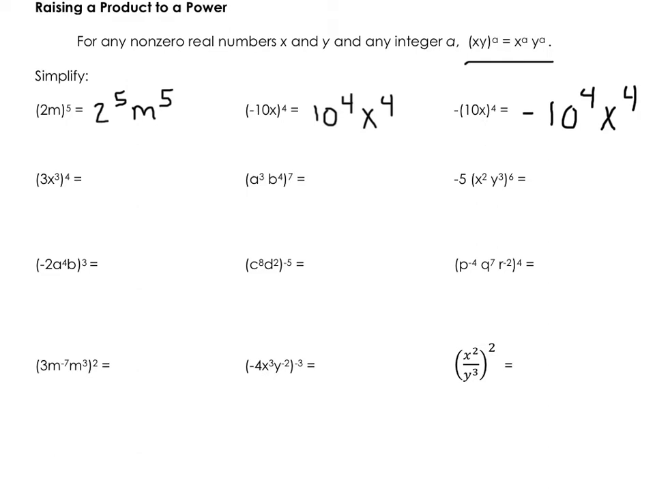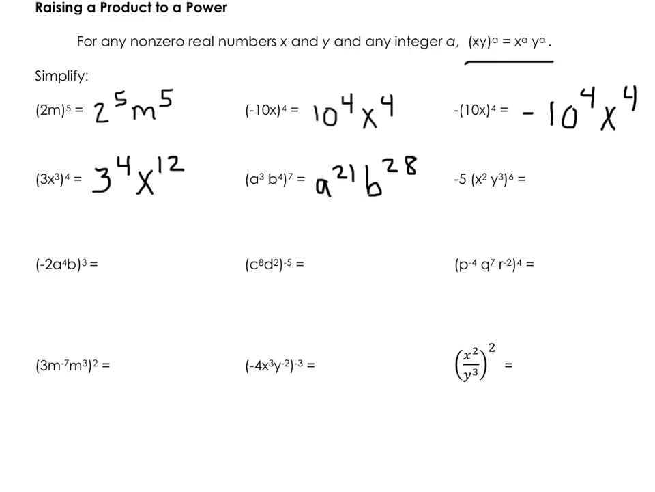3x cubed to the 4th. Well, we know that's 3 to the 4th, but it's x cubed to the 4th. What is our rule? When we have an exponent inside and outside the parentheses, we need to multiply. X to the 12th. a cubed, b to the 4th raised to the 7th power. We need to multiply the exponents both times. So it's a to the 21st, b to the 28th.